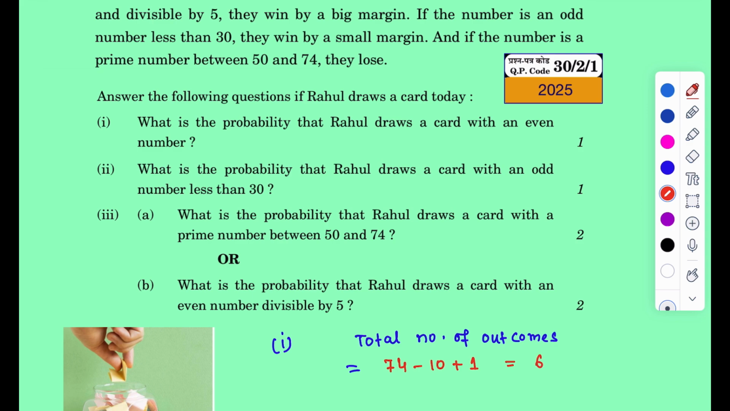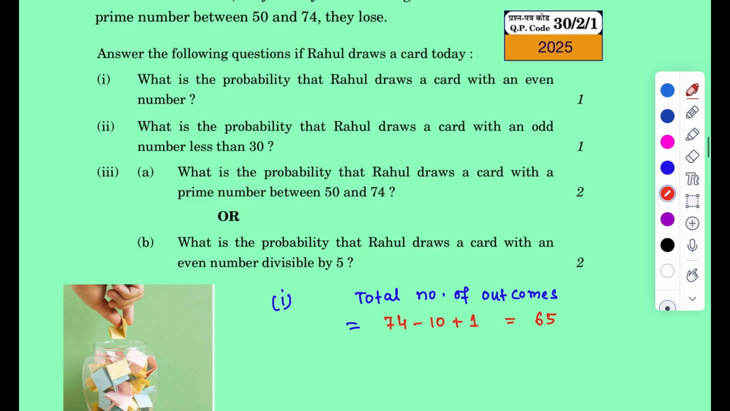that is equal to 65. Always remember, if you have to find the total numbers in natural numbers, that is last number minus first number plus 1. 74 minus 10 plus 1 is the total numbers present from 10 to 74. Both are included. 10 is included, 74 is also included. Now we will go for the events.